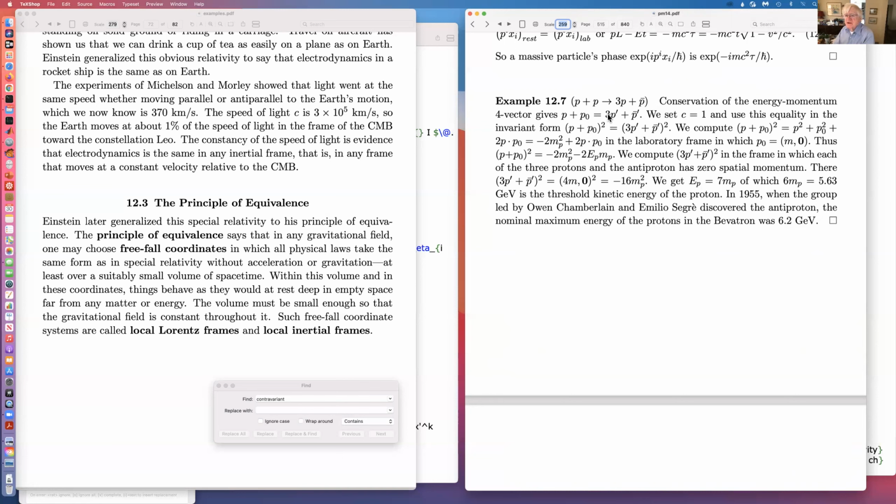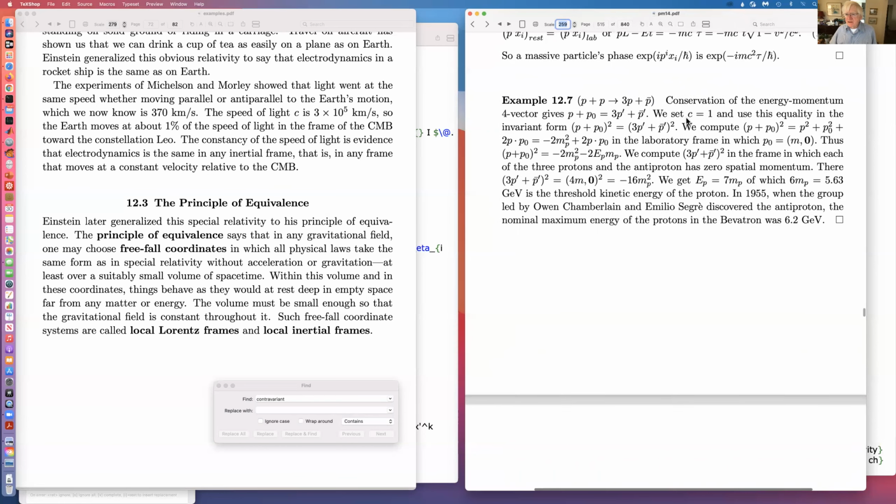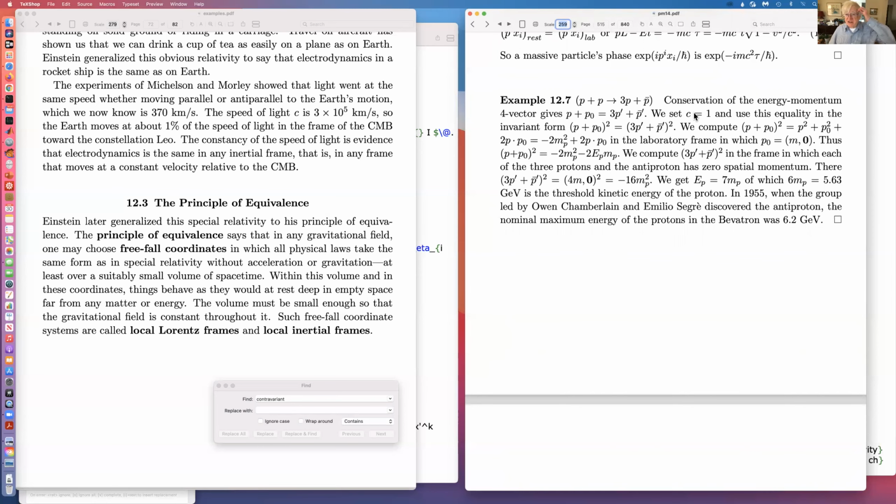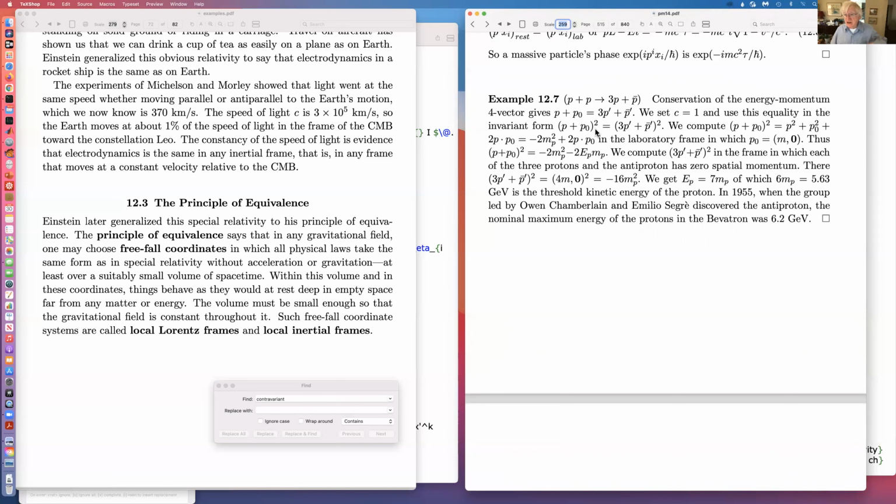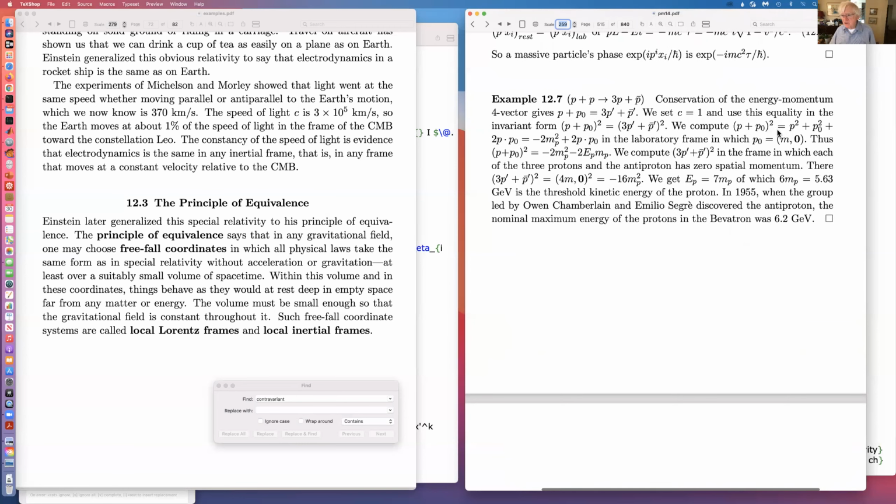Here I'm assuming that the momenta of the three protons is exactly the same. So I'm going to make the calculation simple, I'm going to set c to 1 and use this equality in the invariant form. P plus P0 squared, in the four vector sense of the invariant dot product, squared is 3P prime plus P bar prime squared. And so now if you multiply out, these are all four vector inner products, you get P squared plus P0 squared plus 2P dot P0.